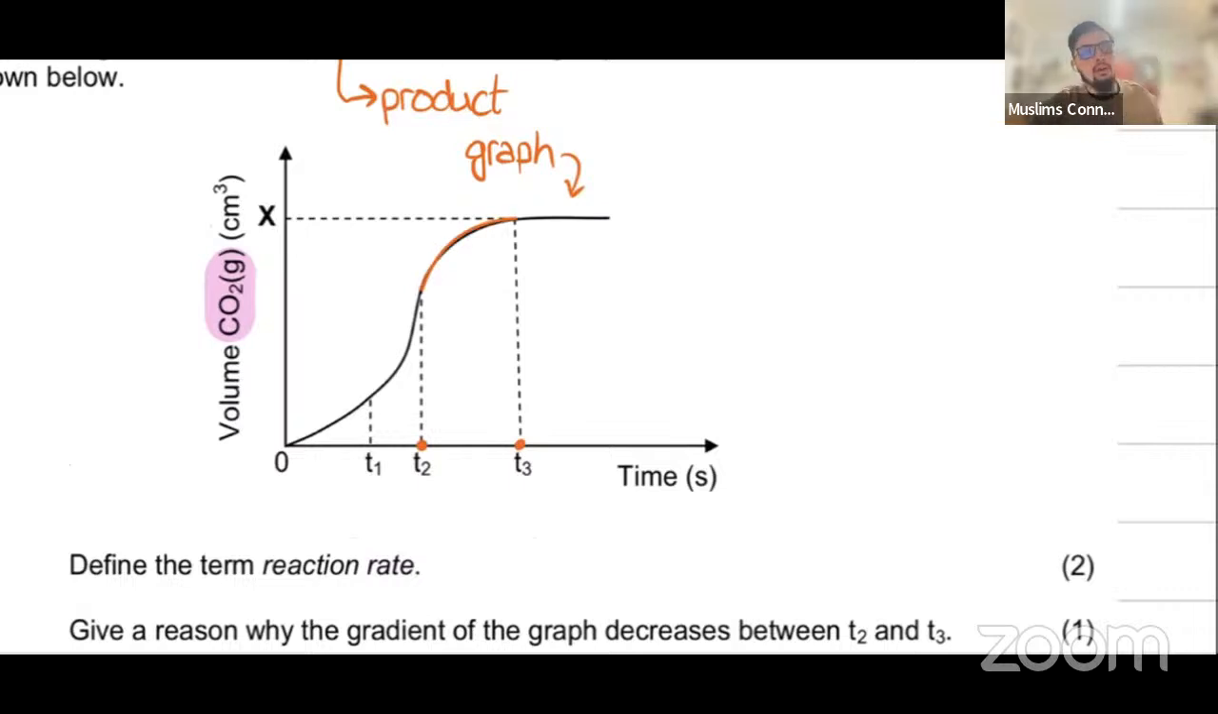Now towards the end of the reaction, we have much less reactants because we've used up a lot of them. So the concentration of these reactants has decreased. Remember, when we have a lower concentration, it results in a slower rate. So because we've used up most of the reactants towards the end of the reaction, we have a low concentration of the reactants, and therefore the rate of the reaction slows down towards the end of the reaction.